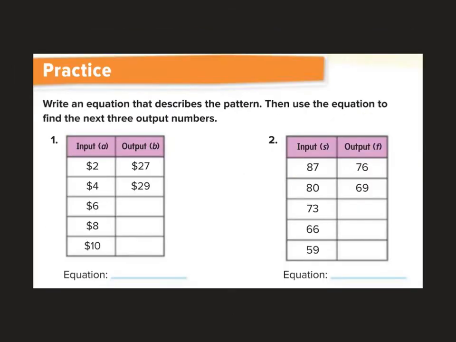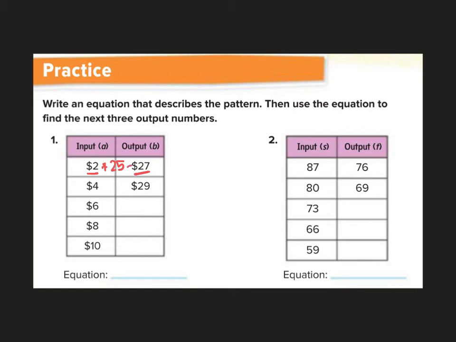Let's take a few more here. Here's practice. This must be on homework. Sorry if I did not write the page down. Write an equation, then use the equation to find the next 3 output numbers. Okay, I'm going from 2 to 27. Now, I notice if I count by 2s, I do not hit 27. So I know this is not going to be multiplying. It's got to be adding. And I know that 2 plus 25 is 27.